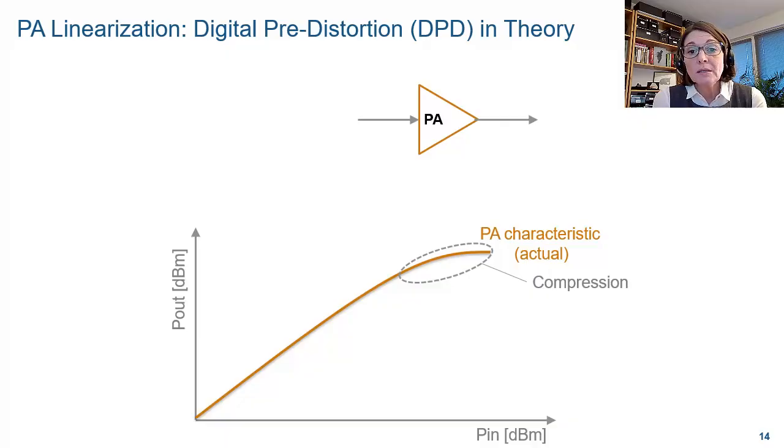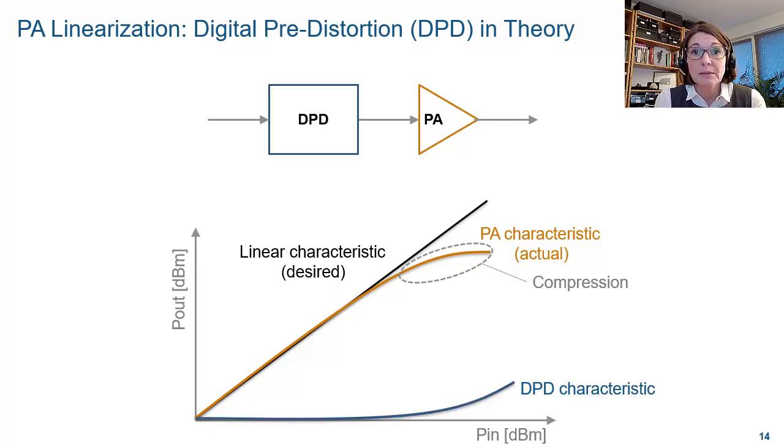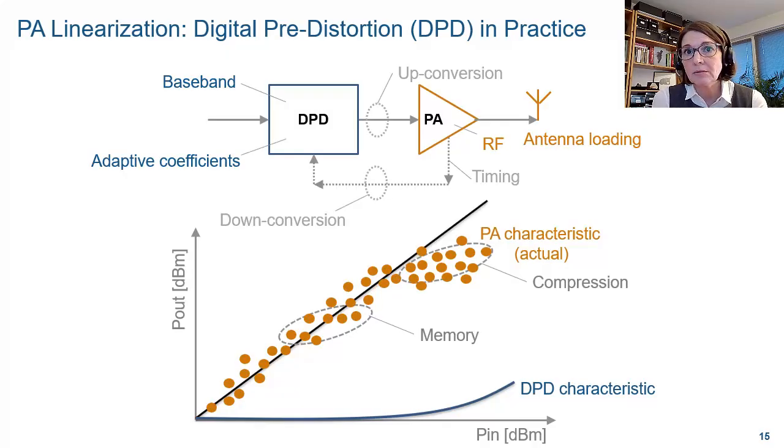So one way to keep the characteristics of the amplifier as linear as possible and the quality of the signal high is to implement digital predistortion. Digital predistortion implements the opposite characteristics of the amplifier so that when we cascade the two, the overall behavior is linear. This is the theory and is relatively easy to understand. The practice is a little bit more complicated.